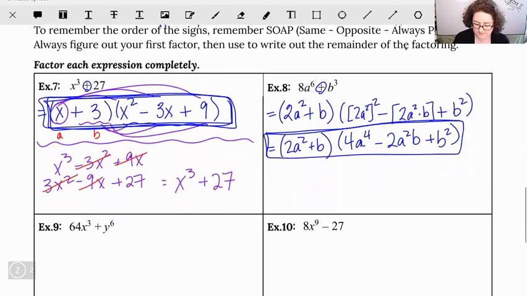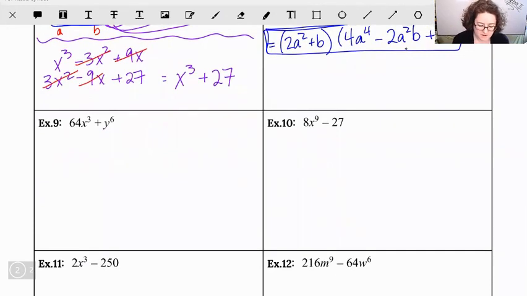Okay, let's see how you did. Alrighty, 64x cubed plus y to the 6. So again, to make a 64, 4 times 4 times 4, we would need an x, and we would need a y squared.